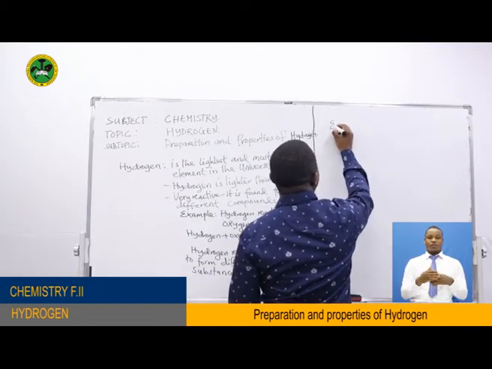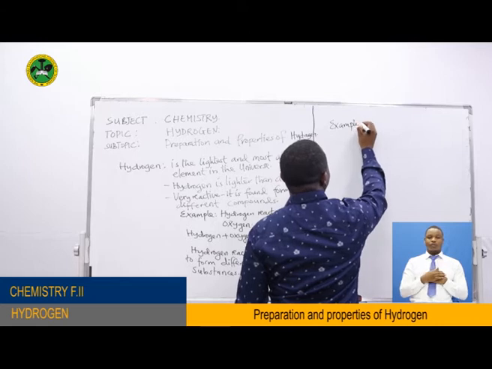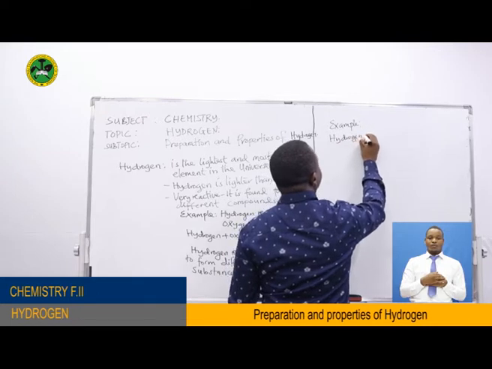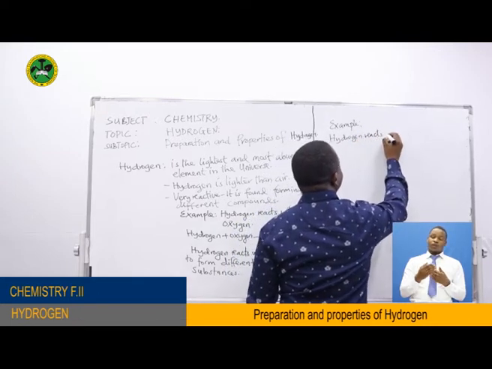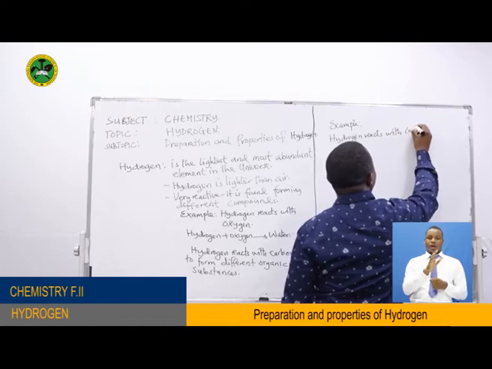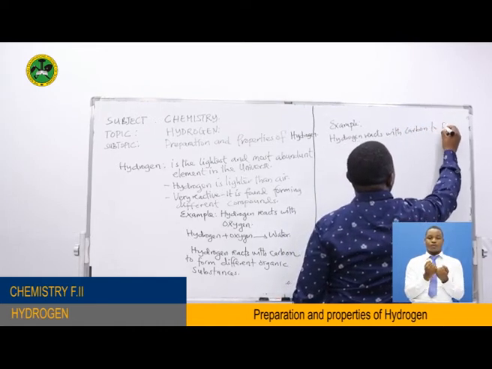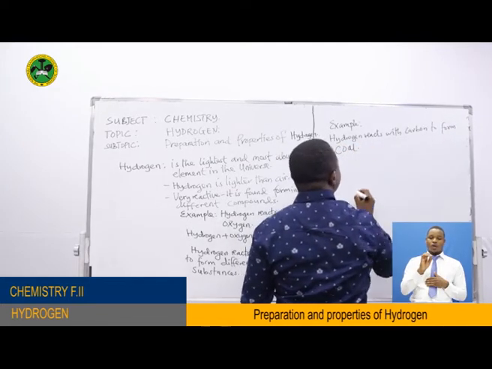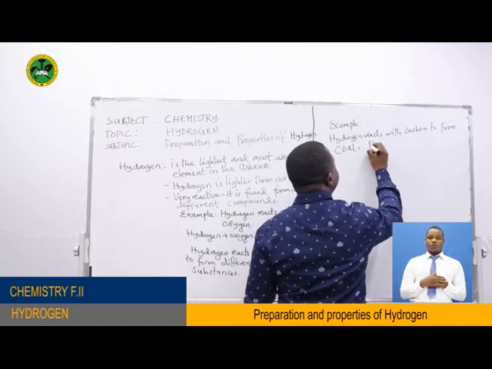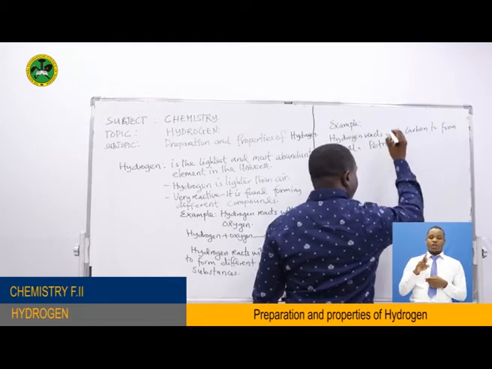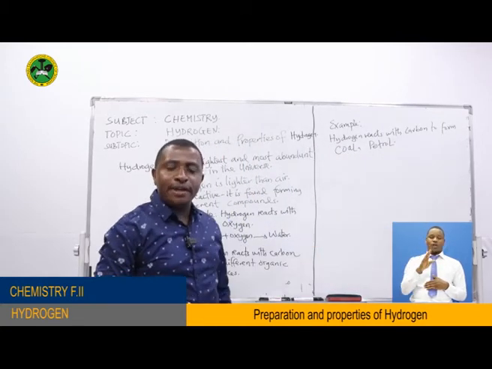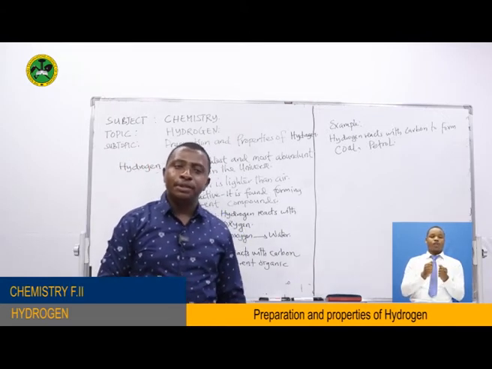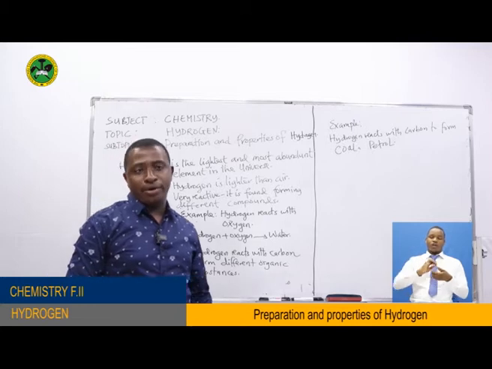Let's have an example. Hydrogen reacts with carbon to form coal, but also to form petrol. Those are some of the organic compounds which can be formed due to the reaction between hydrogen and carbon.